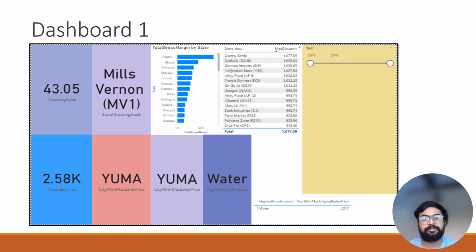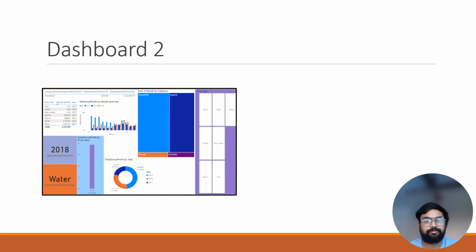The above figures visualize a dashboard containing 6 visualizations and 1 slicer. The first visualization is for maximum longitude and the state. The second visualization is for the total gross margin by states. The third visualization is for maximum discount by stores. The fourth visualization is for maximum sales price with the city, and the fifth visualization is for the city with the maximum sales price and the product. The last visualization is a matrix for highest product price with the year, and the slicer is for the year. And the next topic is dashboard 2.